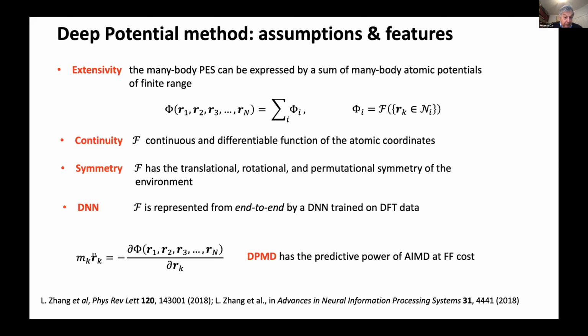If all that is satisfied, then one can construct a potential energy surface that has this form and is represented by a deep neural network, and then one can perform molecular dynamics simulation with predictive power close to that of ab initio molecular dynamics, but at a cost that is close to the cost of an empirical potential.